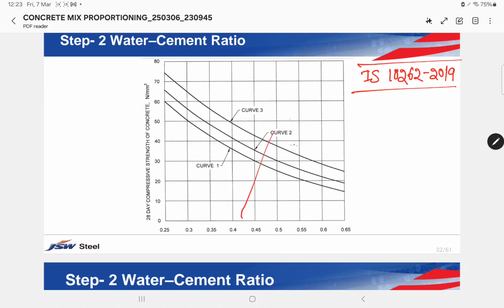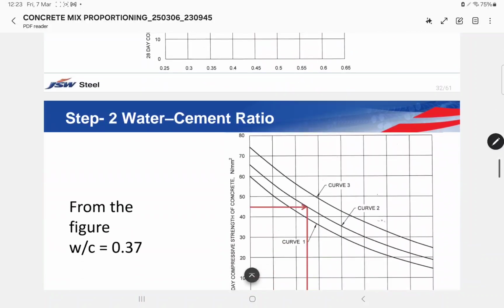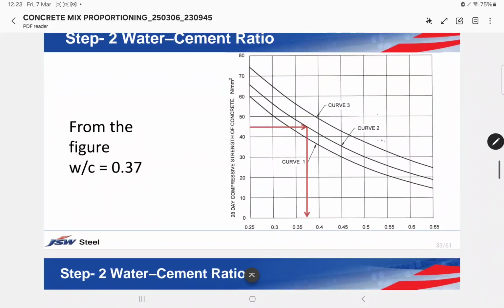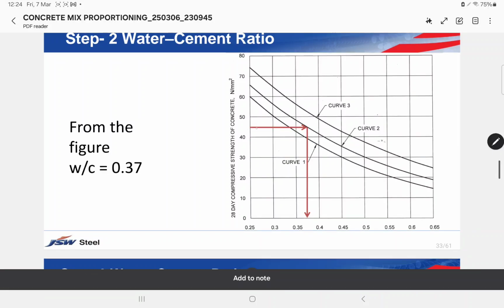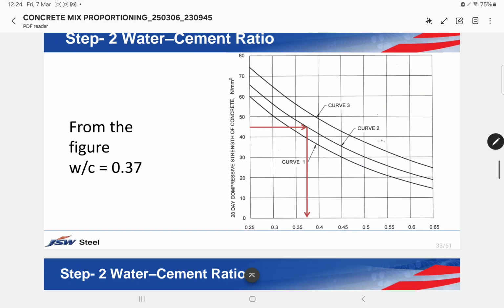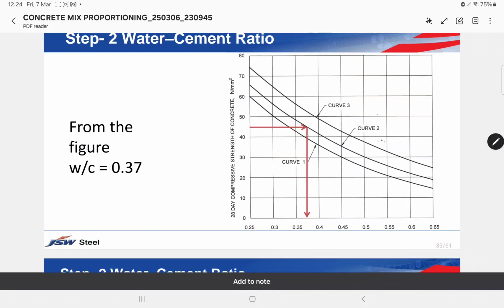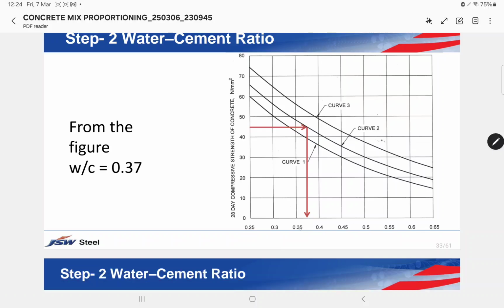Now in our case, our target strength is 45. So this is the 28 days compressive strength. 45 is here. So we need to draw a horizontal line until it touches this curve 2, and then we need to draw a vertical line until it reaches this water cement ratio. So from here we can see the water cement ratio is 0.37.